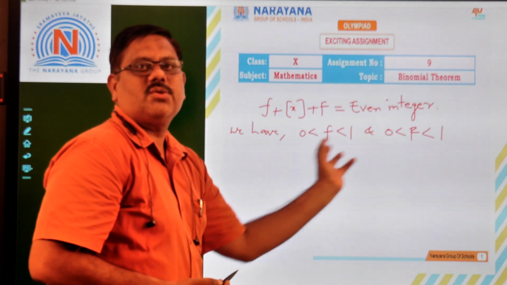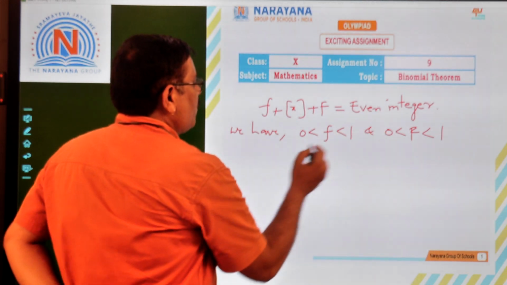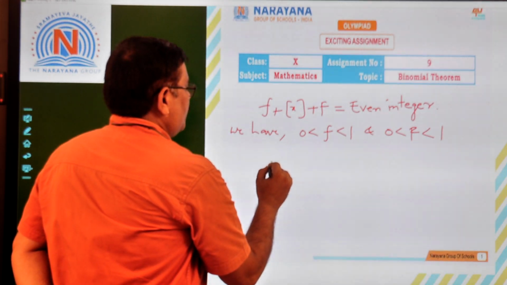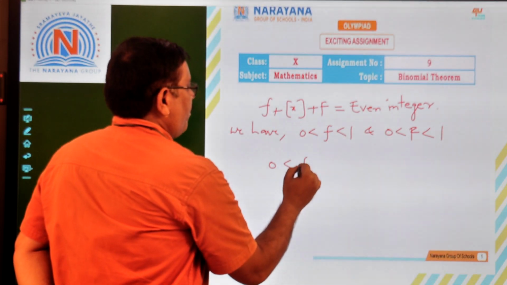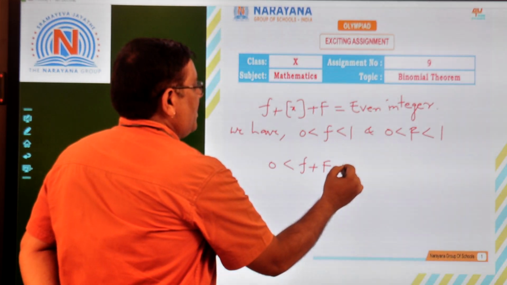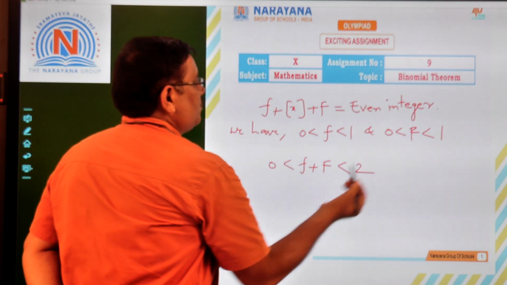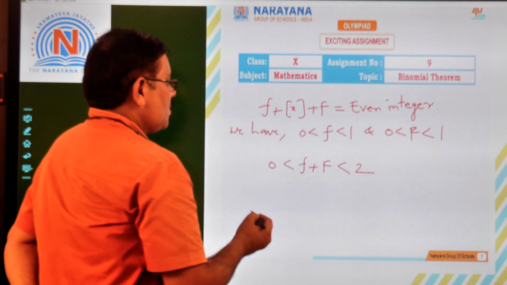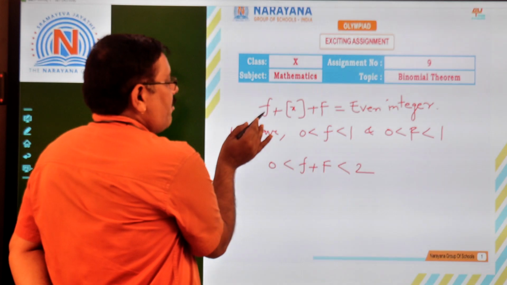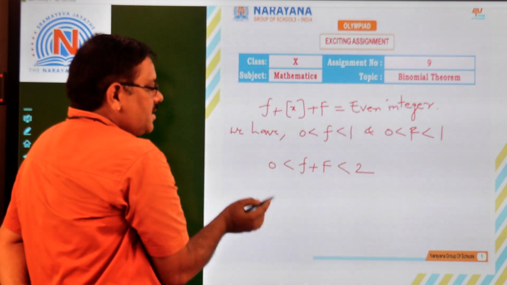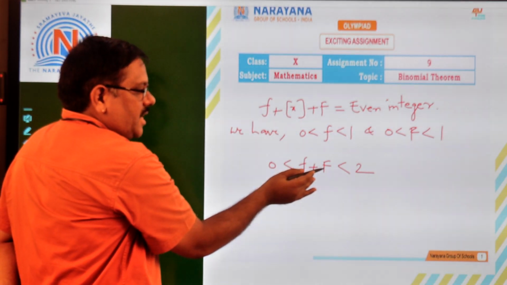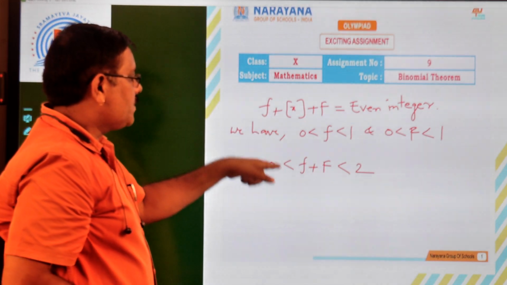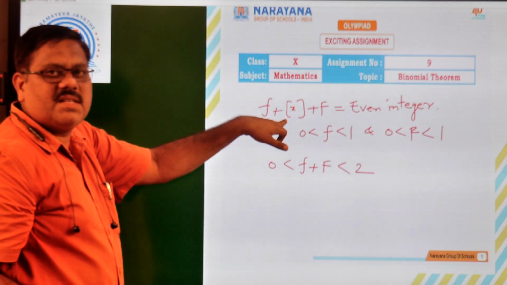Now let us sum up these two values. If you sum up these two values, we are going to have 0 < f + F < 2. So here, if you look at this, f plus [x] plus capital F is an even integer, and we have 0 < f + F < 2. If you observe these two, [x] is always an integer value.